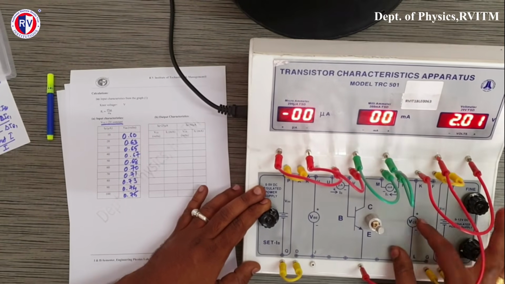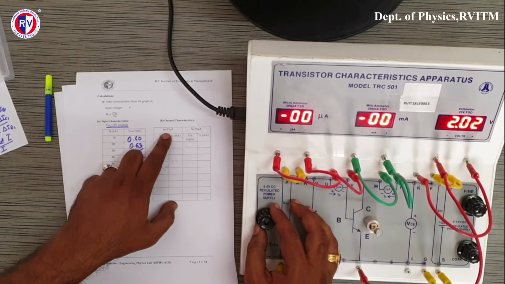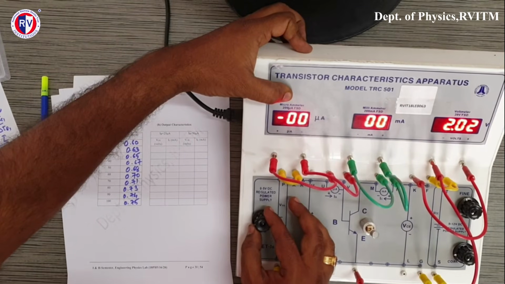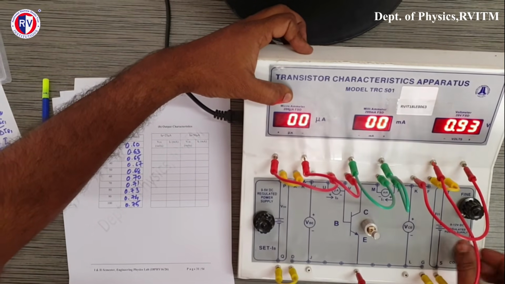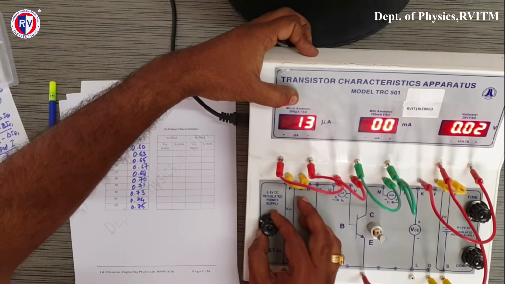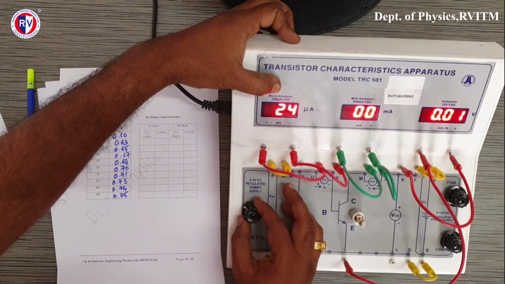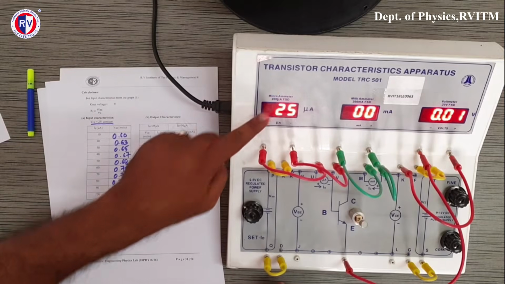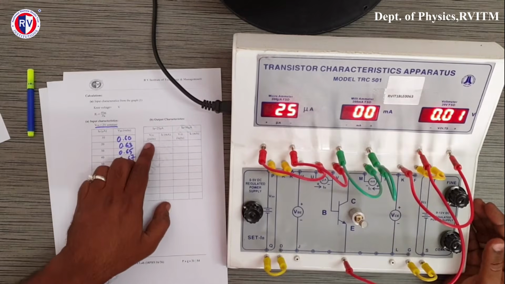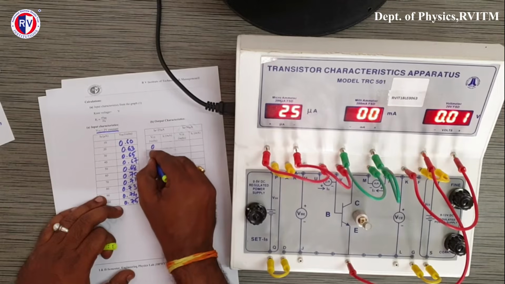So now I have connected this voltmeter. Let's keep IB first at 25 microampere. Before doing this, you can even make it 0 here. Okay, so let's keep 25. This 25 should be constant throughout this part of the experiment. Now VCE should be varied from 0 to 1 in steps of 0.1.